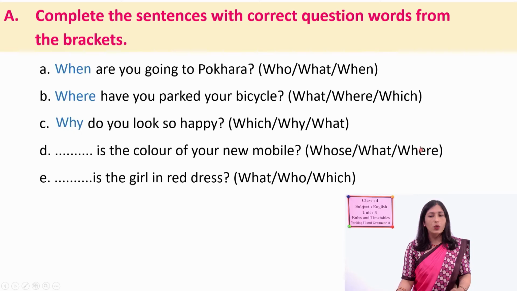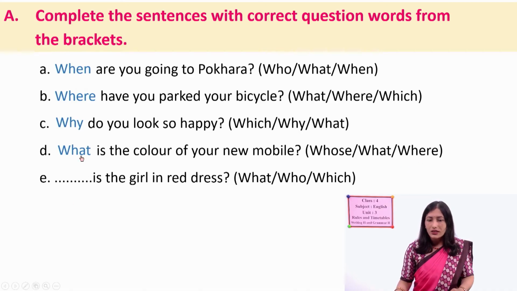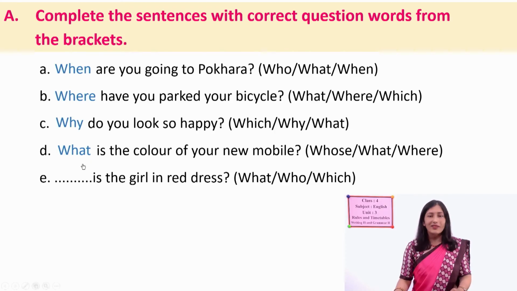Which, what, or where? Yes, new mobile. Which, what, or where? Good. What. What is the color? And can you give the reason why you use what? Because it asks about the thing. Yes? The color of the mobile. Last one, E number.